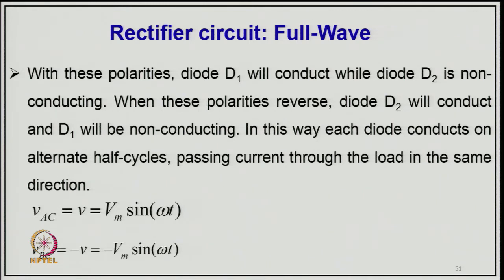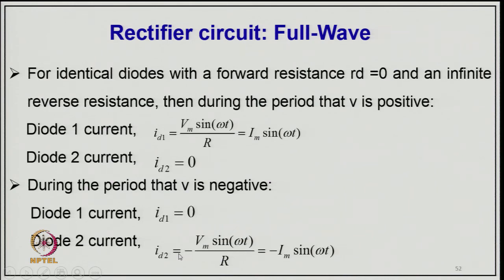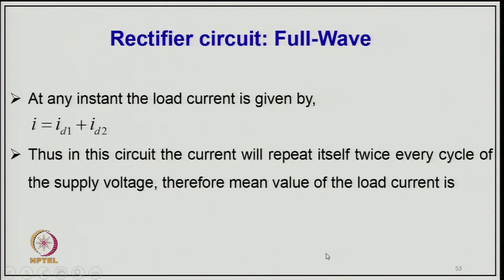So, we can say VAC equal to V equal to Vm sin omega t, and VBC will be minus V, equal to minus Vm sin omega t. For ideal identical diodes with a forward resistance Rd equal to 0 and infinite reverse resistance, during the period that V is positive, diode D1 conducts and ID1 will be Vm sin omega t by R, that is Im sin omega t, and diode D2 current ID2 is equal to 0. During the period when V is negative, diode 1 current ID1 is equal to 0, and diode 2 current ID2 is minus Vm sin omega t by R, that is minus Im sin omega t. So, at any instant the load current is given by I equal to ID1 plus ID2, and thus in this circuit the current will repeat itself twice every cycle of the supply voltage.